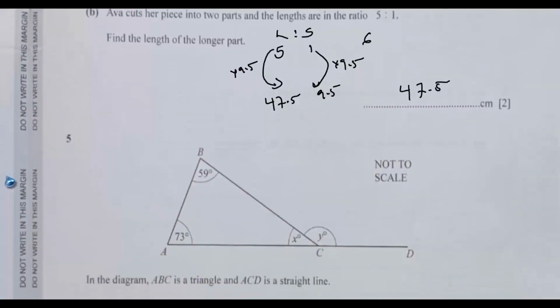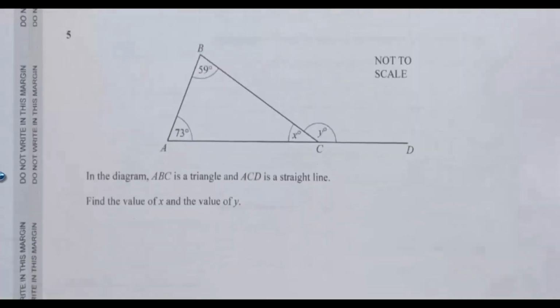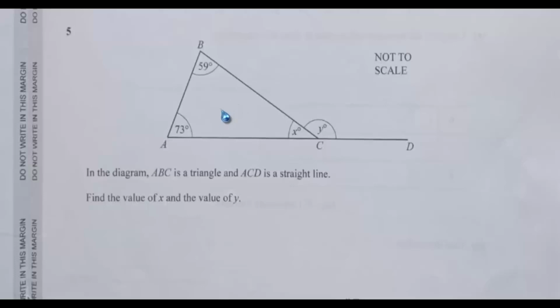That is question number 5. In the diagram, ABC is a triangle and ACD is a straight line. Find the value of X and Y. To do this, you have to make use of sum of angles in a straight line, because angle X add 59 degrees add 73 degrees must be equal to 180 degrees.